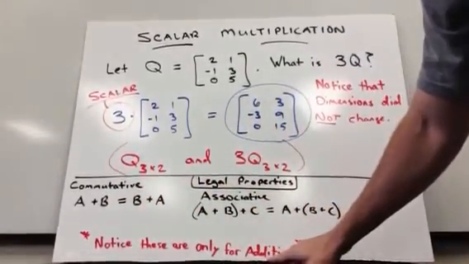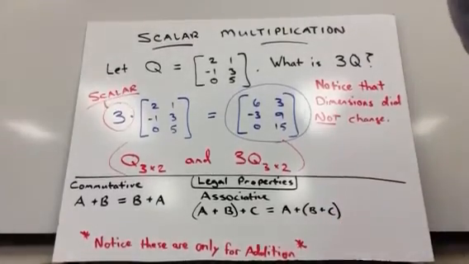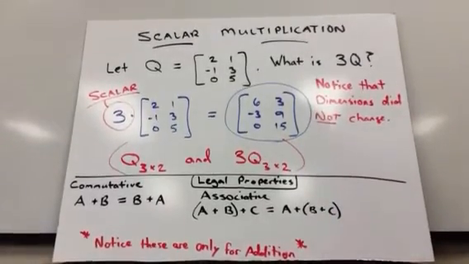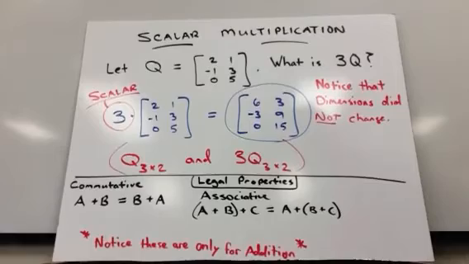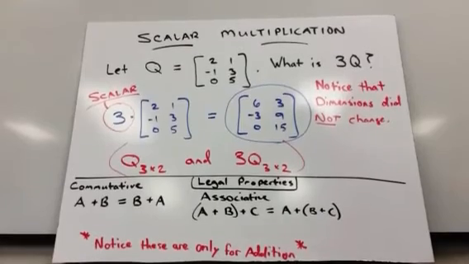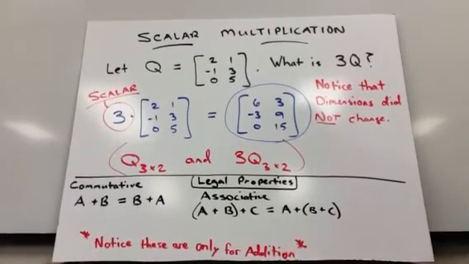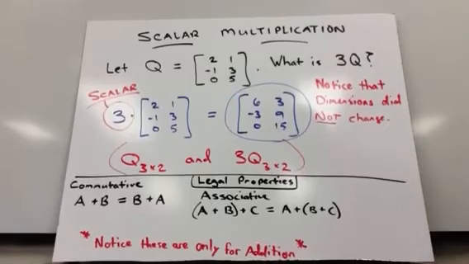We cannot do that for subtraction. We might get different answers. In fact, I'm pretty sure in most cases we would get different answers. So these two properties, I say that they're legal because they will always work if the dimensions are the same. Alright? And we'll talk about some other exceptions later on in class and why things won't work for subtraction.